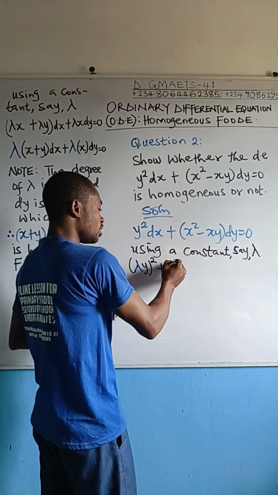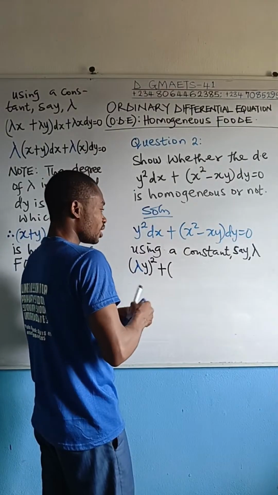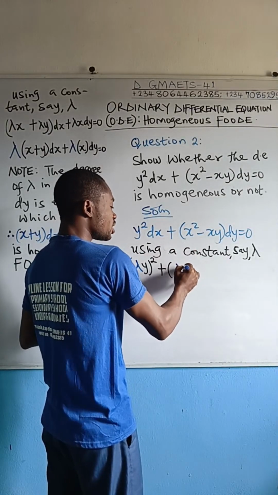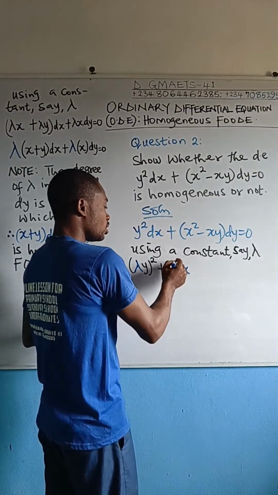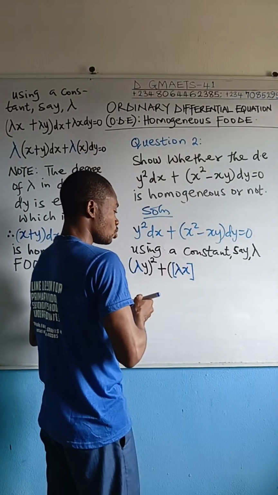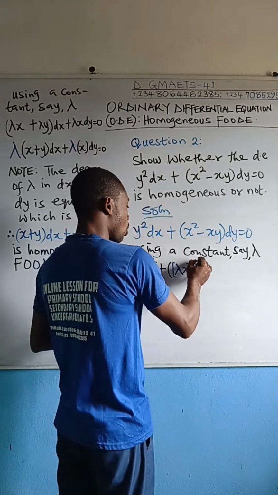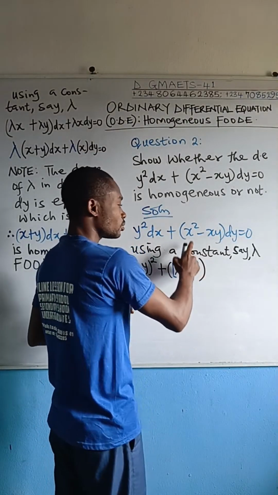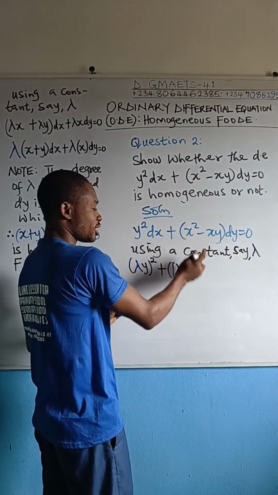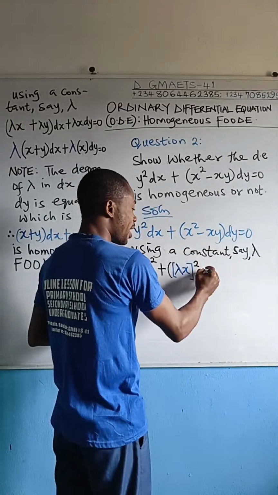Plus, come to this, open bracket. This is x multiplied by that lambda. You notice that that x is raised to power 2. Therefore, you are going to raise this whole term to power what? 2. You are going to raise it to power 2. That's what you do here. You're going to raise it to power 2 because that x is power 2. After this x, you have minus.